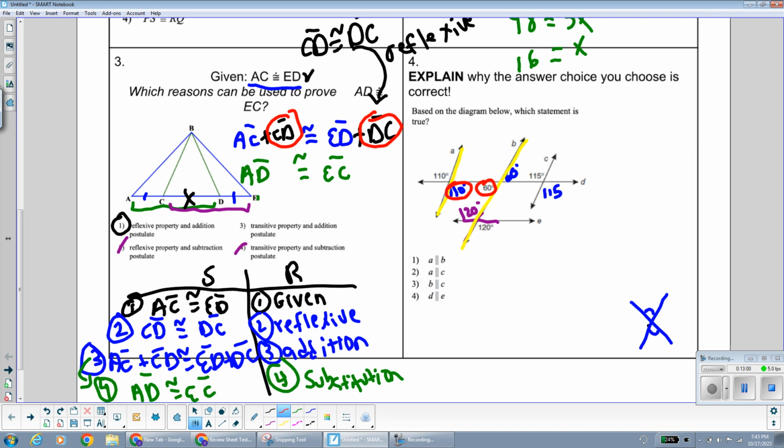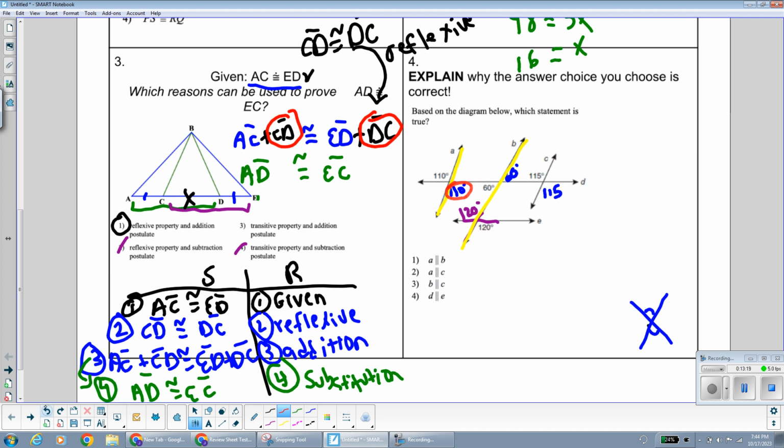And I know that if lines are parallel, same side interior angles are supplementary. But here, those same side interior angles, 110 plus 60, make 170 degrees. So they're not supplementary to each other. So A and B are not parallel to each other.